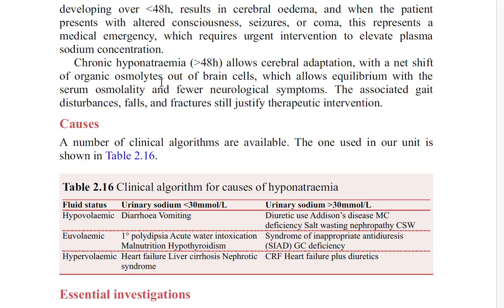Then there is chronic hyponatremia. Chronic hyponatremia, more than 48 hours, allows cerebral adaptation with a net shift of organic osmolytes out of brain cells, which allows equilibrium with the serum osmolarity and fewer neurological symptoms. The associated gait disturbance, falls, and fractures still justify therapeutic intervention.